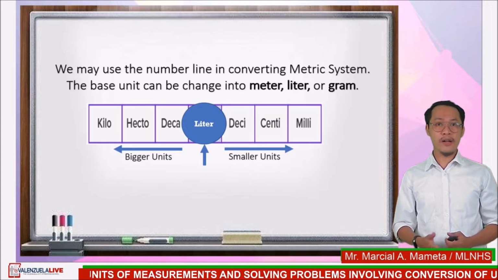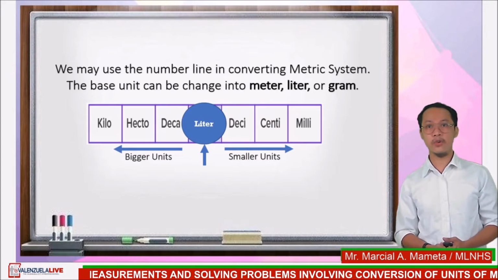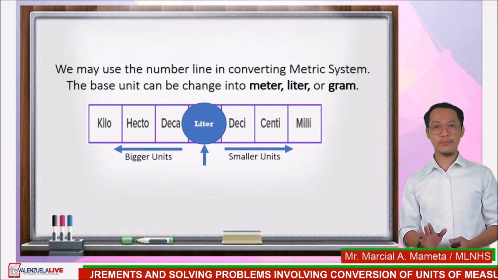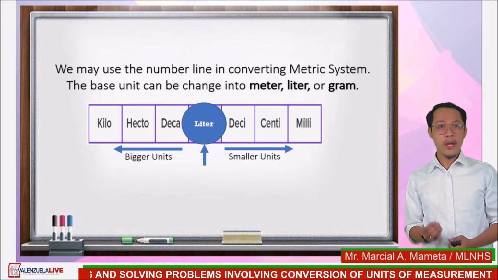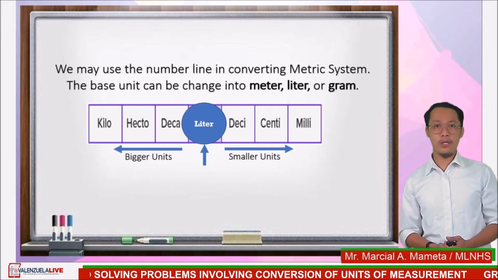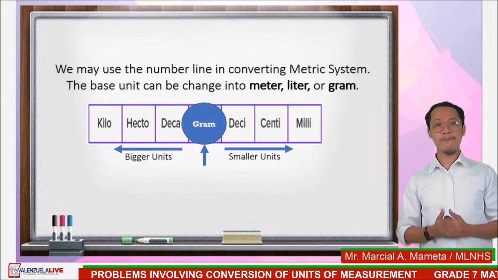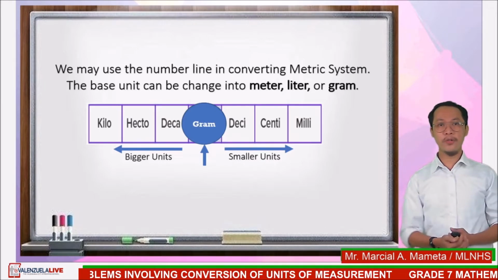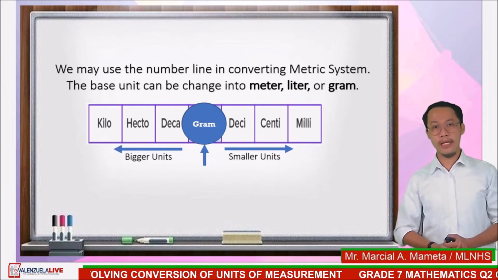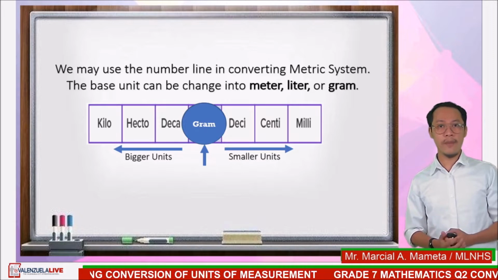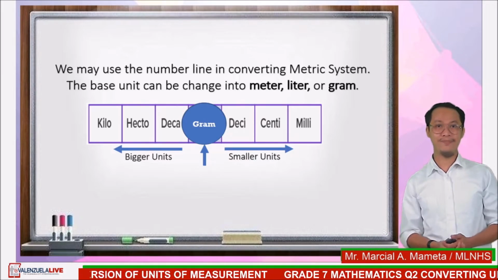The units on the right, or the smaller units, will be deciliter, centiliter, and milliliter, while the bigger units on the left will be decaliter, hectoliter, and kiloliter. And lastly, if your base unit is gram, the smaller units on the right are decigram, centigram, and milligram, while the bigger units on the left are decagram, hectogram, and kilogram.